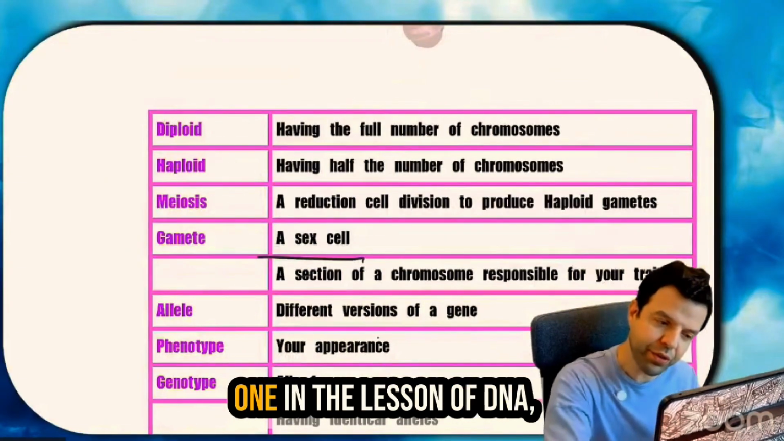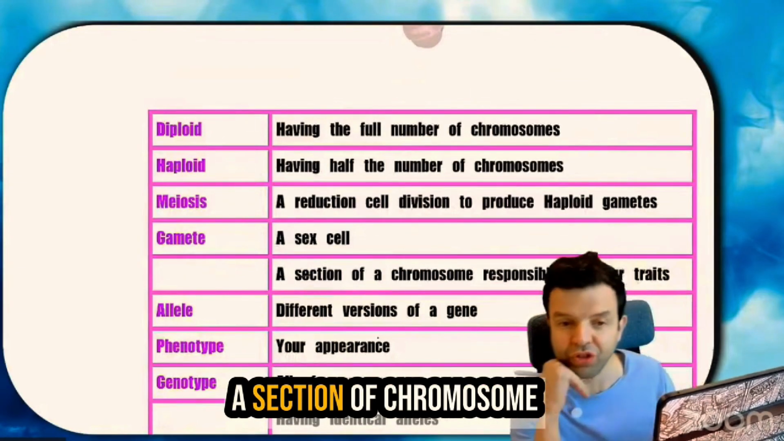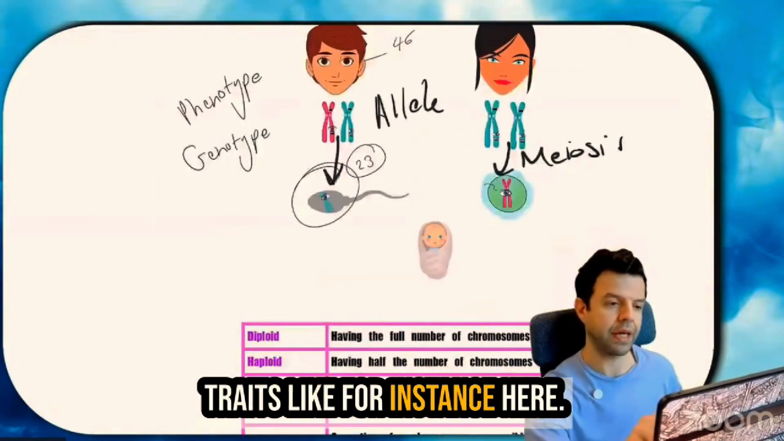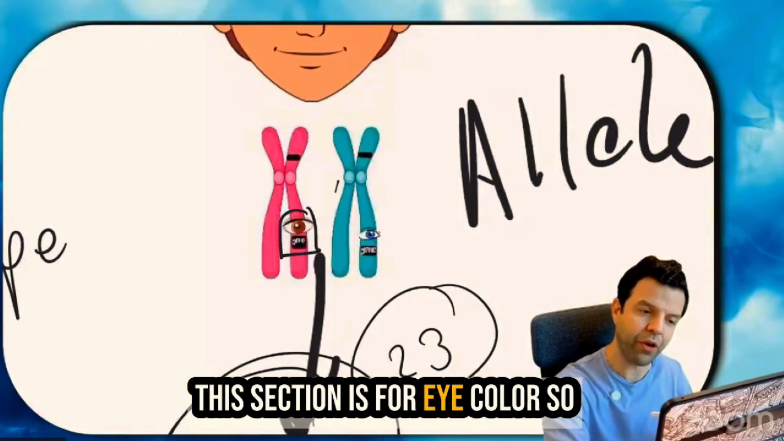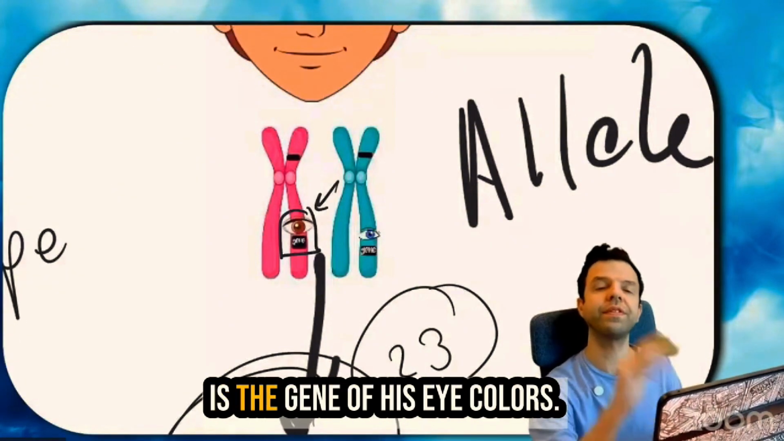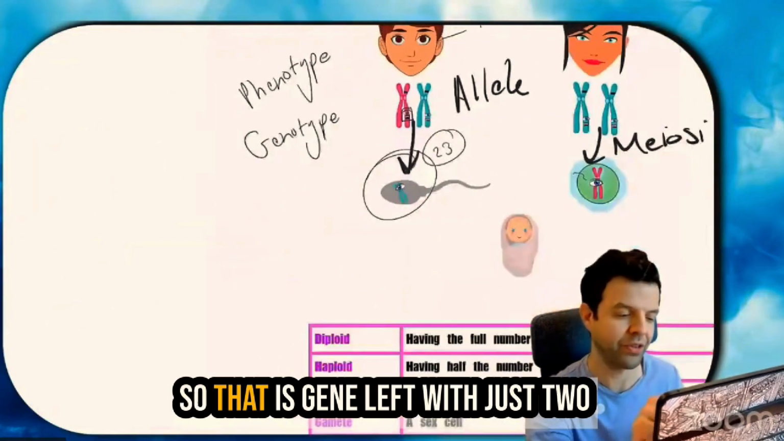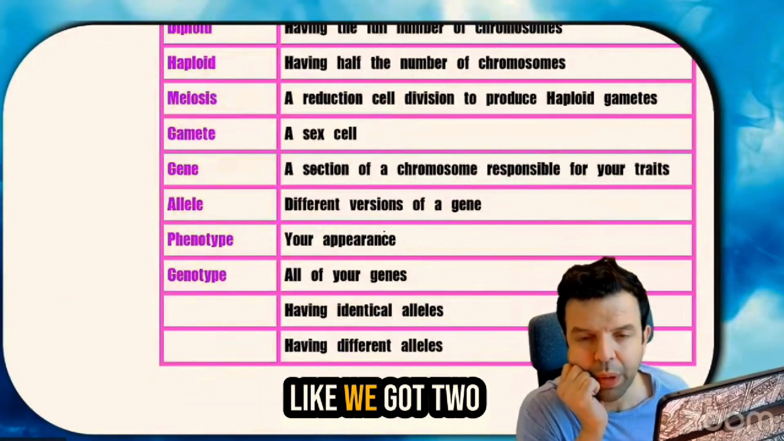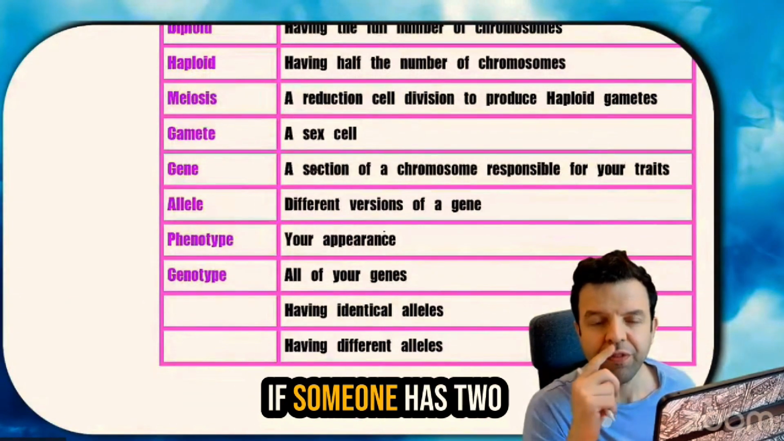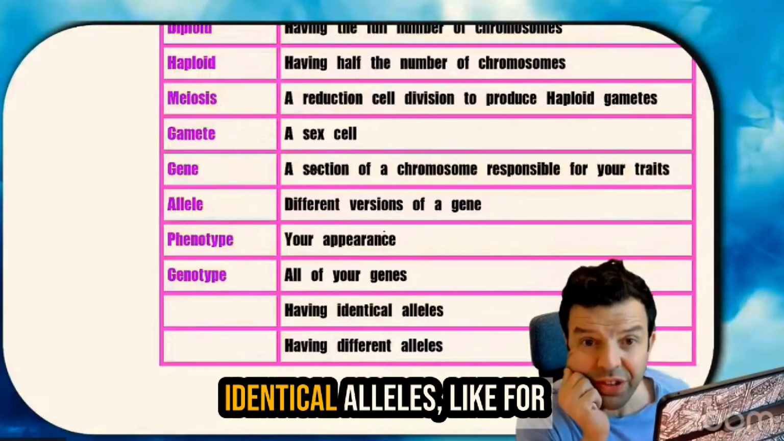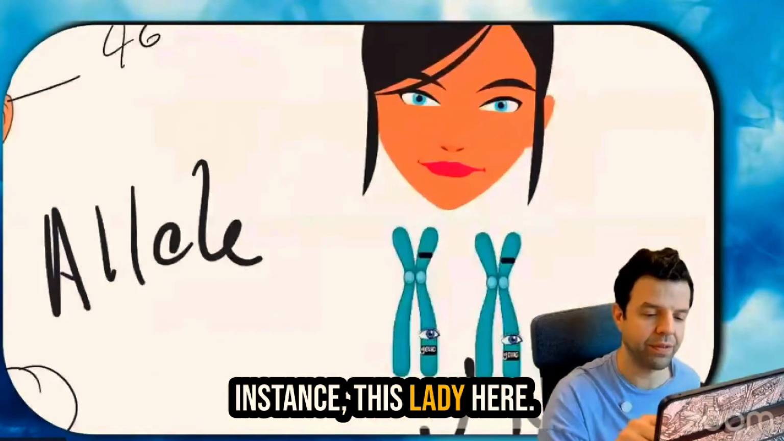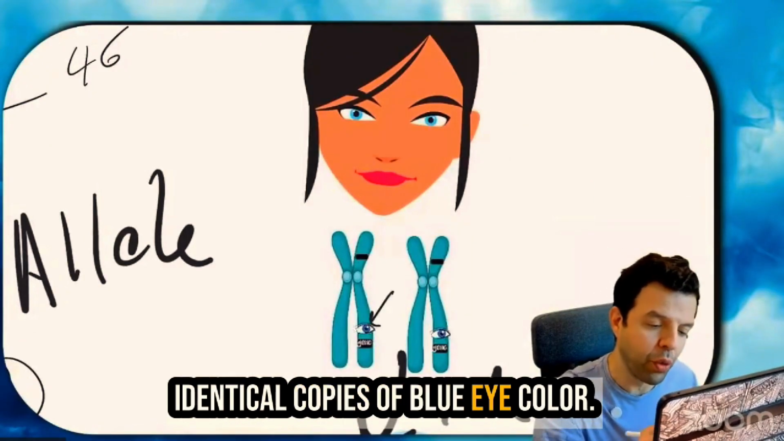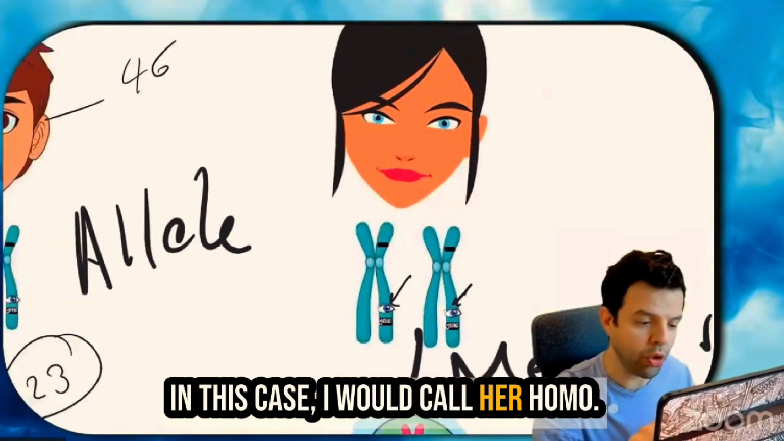And we actually took this one in the lesson of DNA: a section of a chromosome responsible for one of your traits, like for instance here. This section is for eye color. So what I call this is the gene for his eye color. So that is gene. Left with just two words: having identical alleles. We've got two copies of every gene. If someone has two identical alleles, like this lady here, she has two identical copies of blue eye color, in this case I would call her homozygous.